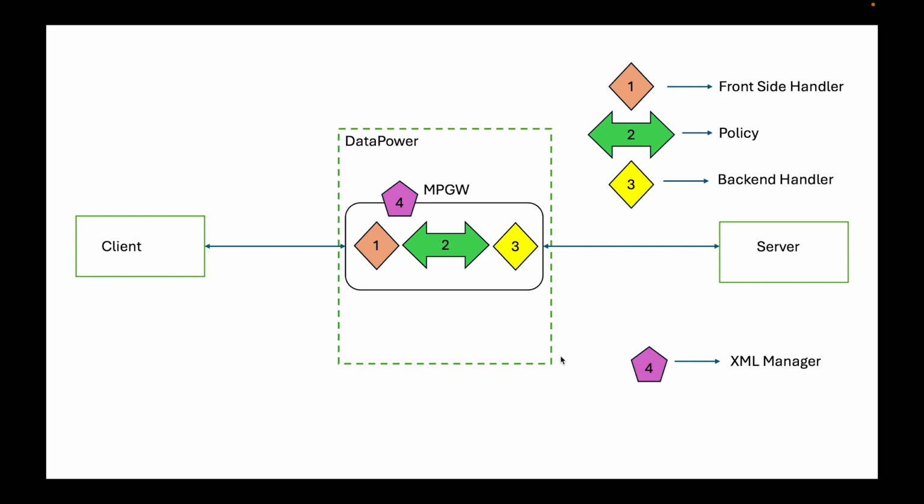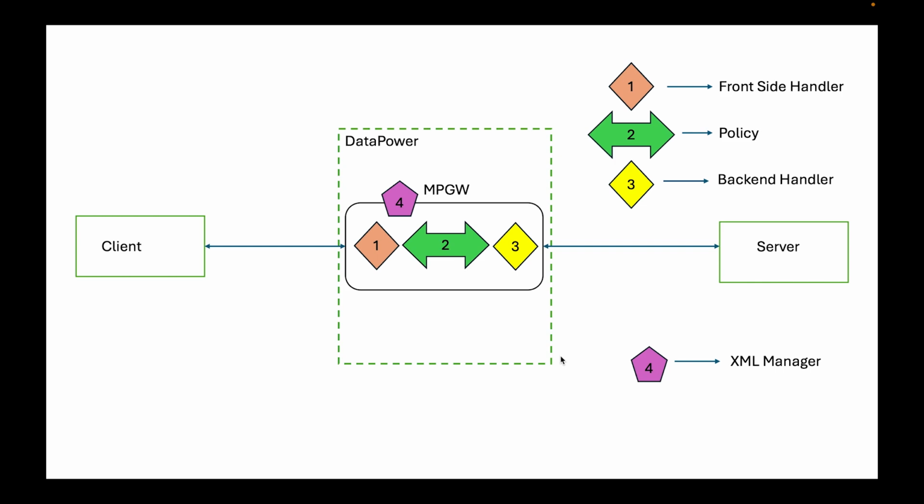So, a multi-protocol gateway is a very versatile object. Point to note: a single multi-protocol gateway can offer multiple front-side handlers. So, a single multi-protocol gateway can act like an HTTP or HTTPS server. It can also act like an FTP or SFTP server.